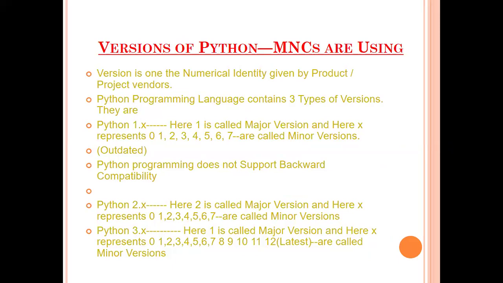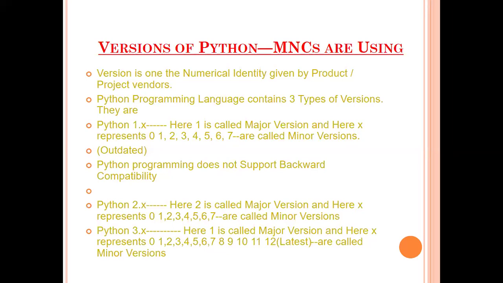So let's talk about the versions which MNCs are using. When Python started, it had three major versions. The first version was Python 1.x, where 1 is the major version, and whatever comes after the decimal point is considered a minor version, right? 1.1, 1.2, 1.3, 1.4 till 1.7 are the minor versions. But nowadays, 1.x, that is 1.0 till 1.7, is not in use.